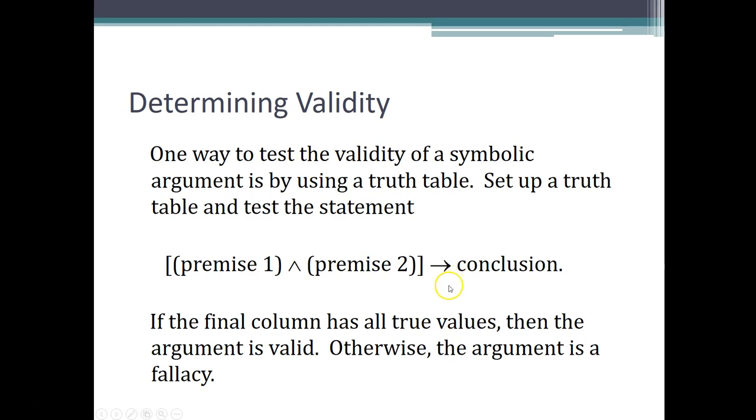It's valid. Those premises definitely lead to that conclusion if everything under here is true. If there's even one false under here, the argument is invalid. It's a fallacy. Because you want it to be solid. It has to be true in all cases. If there's even one case where it's false, that's it. That's invalid. Okay? So that's how you're going to make these determinations.